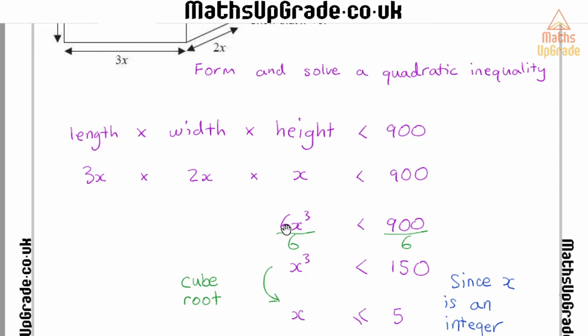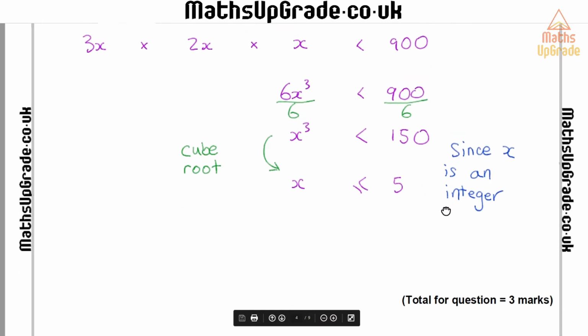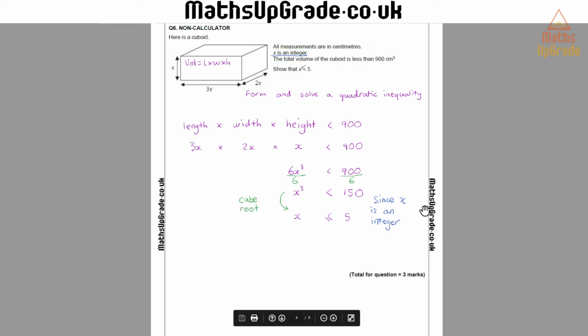Now to solve this, first of all I'm going to divide both sides by 6 to balance the inequality out. That'll give me x cubed, which is less than 150. Now I need to find the inverse of cubing, which is cube rooting. So if I cube root x cubed, I get x. If I cube root 150, I get 5 point something. Right, and now since x is an integer, the next lowest integer after 5 point something is 5. So x is definitely going to be less than or equal to 5. The whole question there is worth 3 marks.